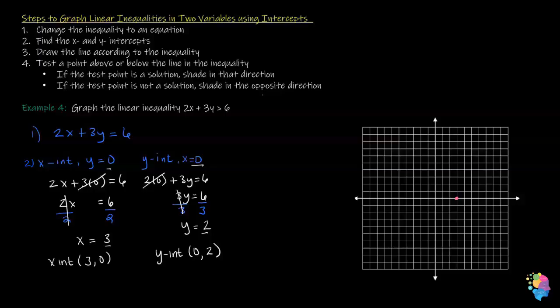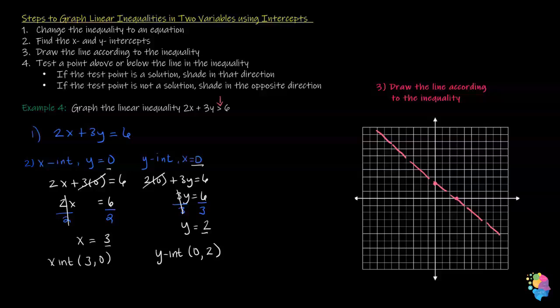So we will go plot our y-intercept on the y-axis at 0, 2. And here it is. We're going to go to the inequality next to check if this is going to be a solid or dashed line. Because it's only greater than and not greater than or equal to, our line will be dashed.